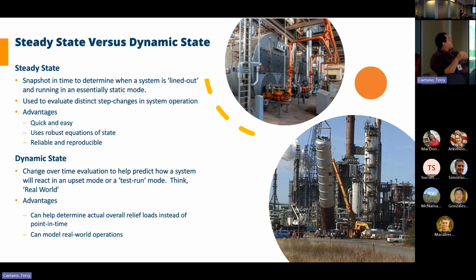So we're really going to be looking at more real world scenarios. Think what would happen if you do this? How is the downstream unit going to react to an upset at this point in the process? Some advantages to that is that we can use it to look at real world operations and problems, and a specific case would be to use it to determine actual relief loads versus point in time relief loads based off of a steady state and more traditional assumptions, which tend to be very conservative. Slide.